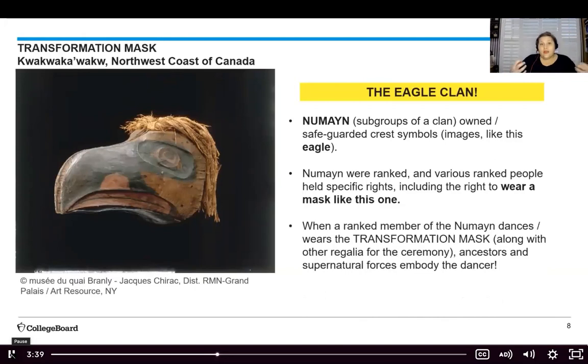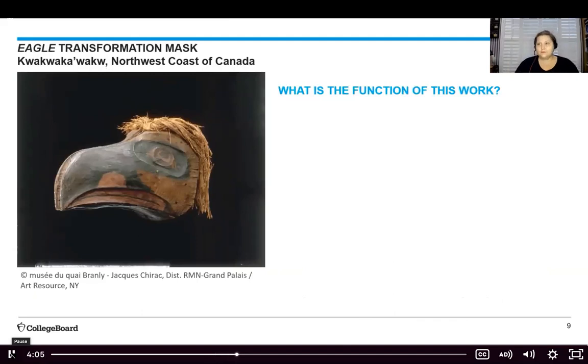And it is believed, it is still believed, because this is still practiced by the Kwak Waka Wak, that the transformation mask, when it was danced, when it was performed, along with a lot of other regalia, when that happened, the dancer would have within them their ancestors and supernatural forces. It was a way that connected the past with the present. It's a way that they connected with their ancestors and with the past.